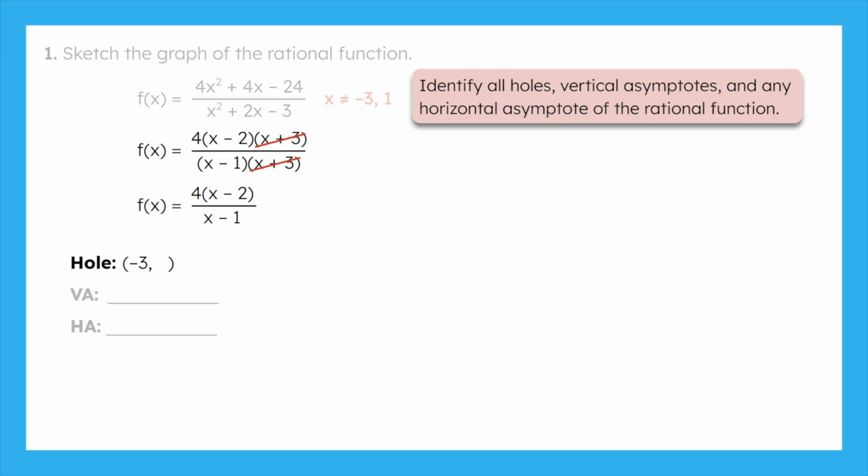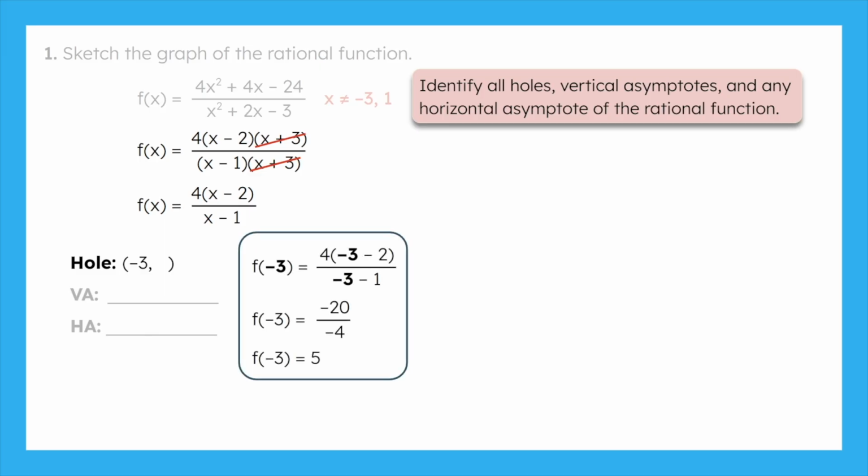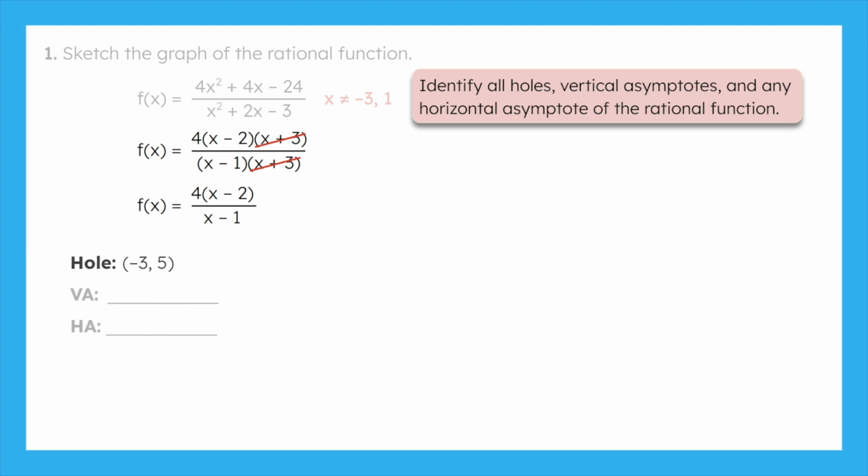To find the coordinates of the hole, we just evaluate f of negative 3. That gives us 5, so the hole is at (negative 3, 5). The restriction that x can't equal 1 remains, so how will that show up on the graph? As a vertical asymptote at x equals 1. Now, to identify our horizontal asymptote. The degrees of the numerator and denominator are equal, so the horizontal asymptote is a ratio of the leading coefficients, making it y equals 4.